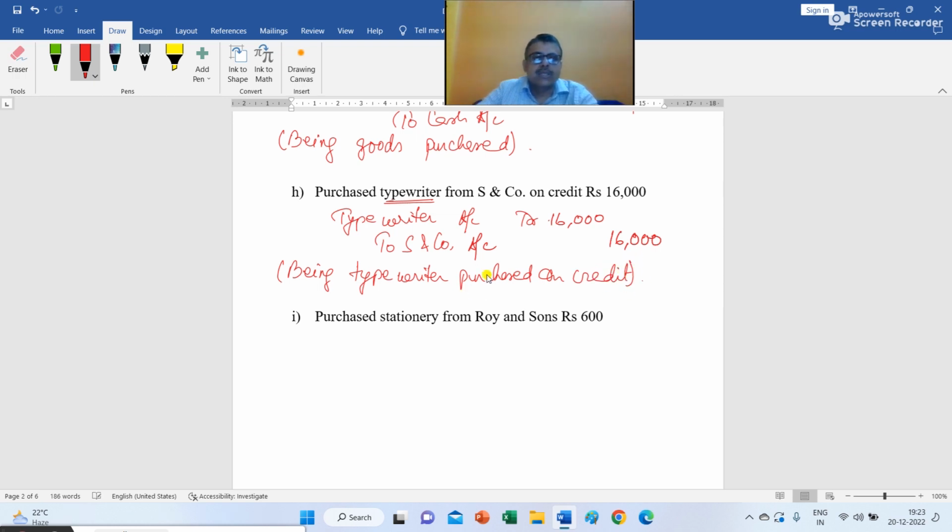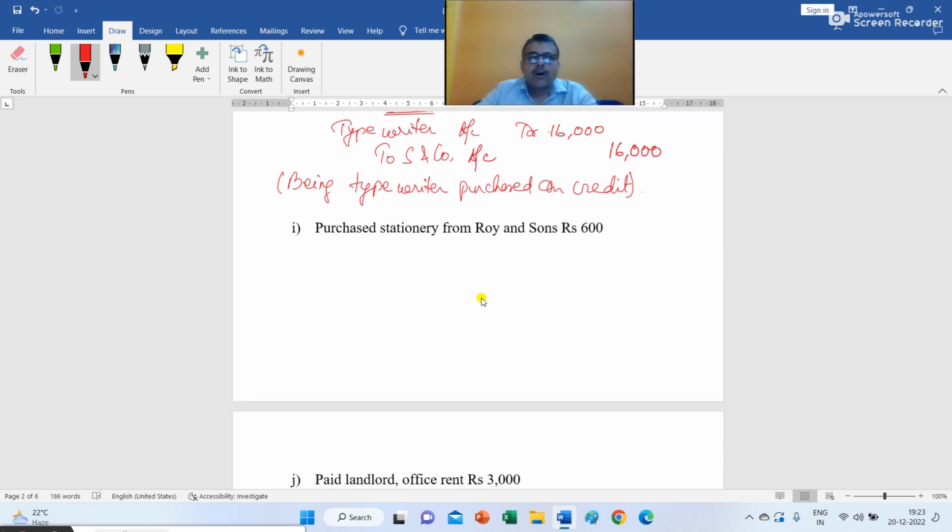The next transaction is purchase stationery from Roy and Son. In the transaction number F, there was a purchase of stationery for cash. So when there was a purchase of stationery for cash, we have debited stationery and credit is given to cash. But when you are purchasing stationery on credit, debit will be given to stationery and credit will be given to the creditor, that is Roy and Son.